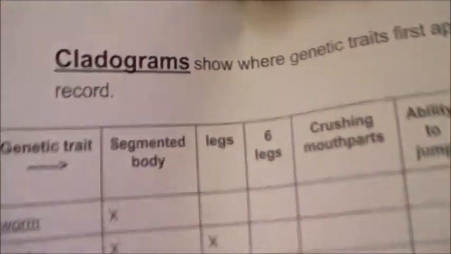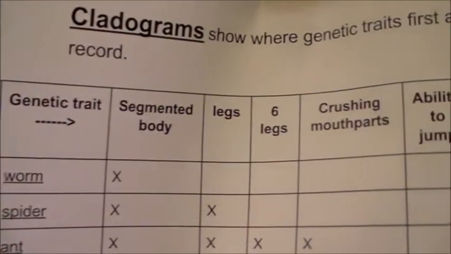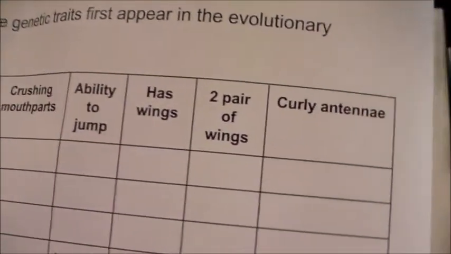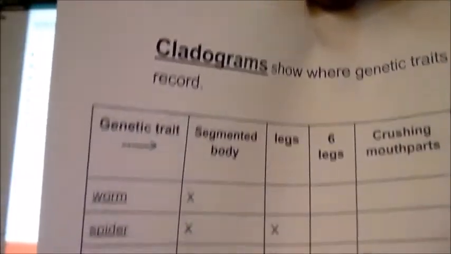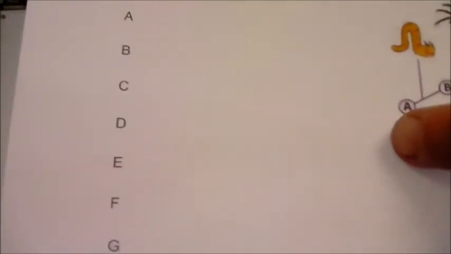So for example, the worm is the only thing with a segmented body. All right, it doesn't have any other characteristics. So it's the most ancient thing. It was the most simple, the first to evolve. So I know that a segmented body evolved right here at point A.